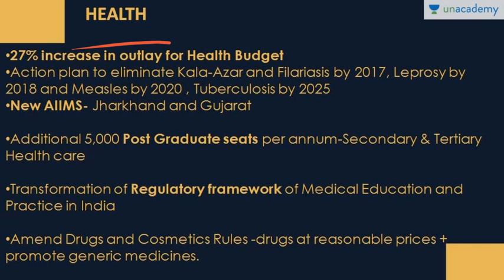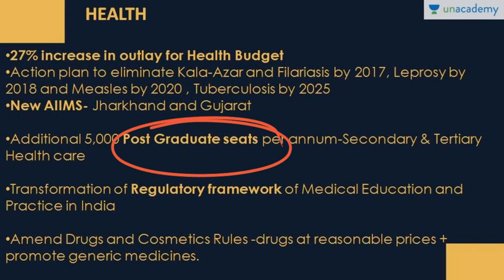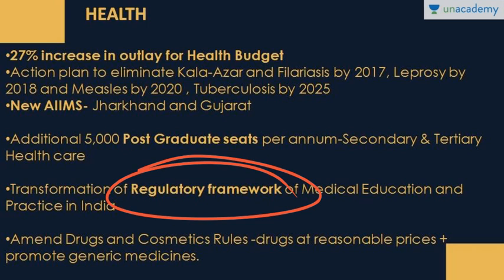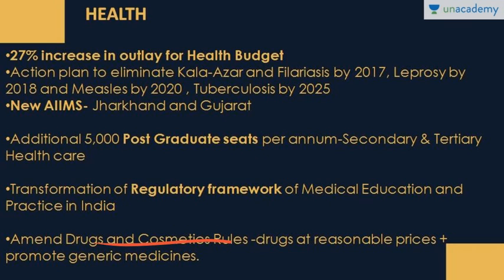Then in the health sector, we have a big increase in outlay for the health budget. Simultaneously, government is targeting to cut down or eliminate certain diseases by certain timelines. New AIIMS have been set up, plus postgraduate seats have been increased, particularly in the context of promoting secondary and tertiary healthcare. A regulatory framework is being set up particularly to clean up medical education. Lastly, drugs and cosmetic rules will be amended to provide cheap medicines and generic medicines to people.